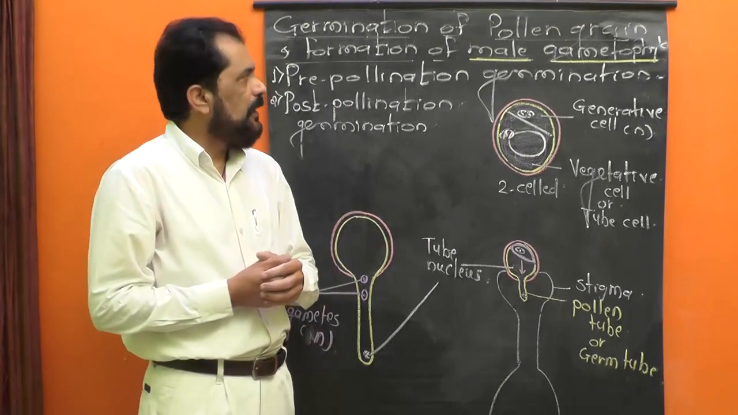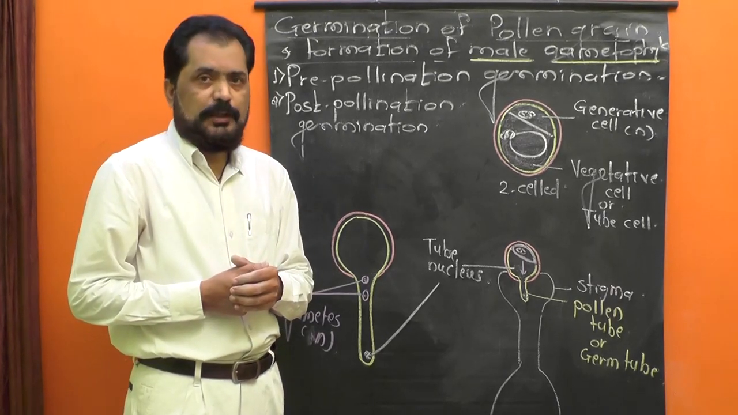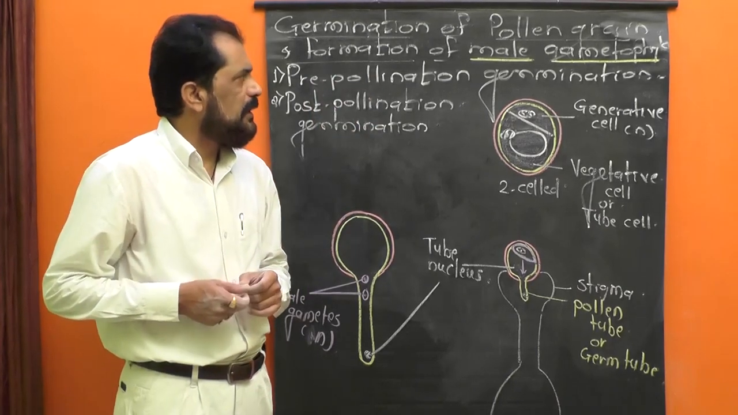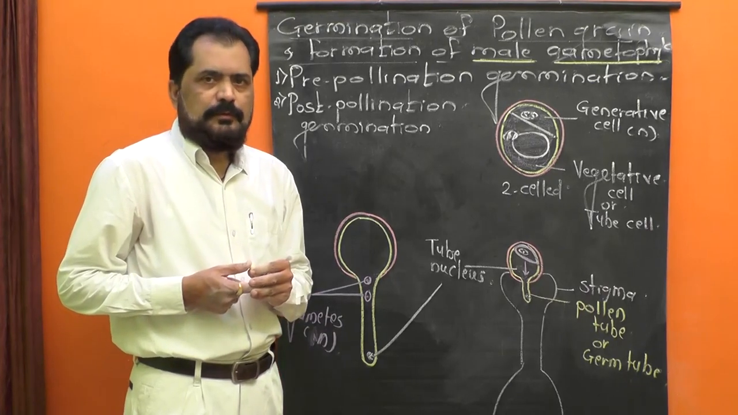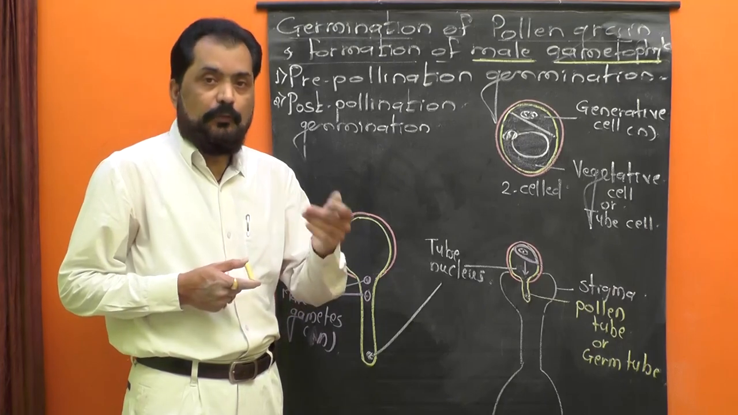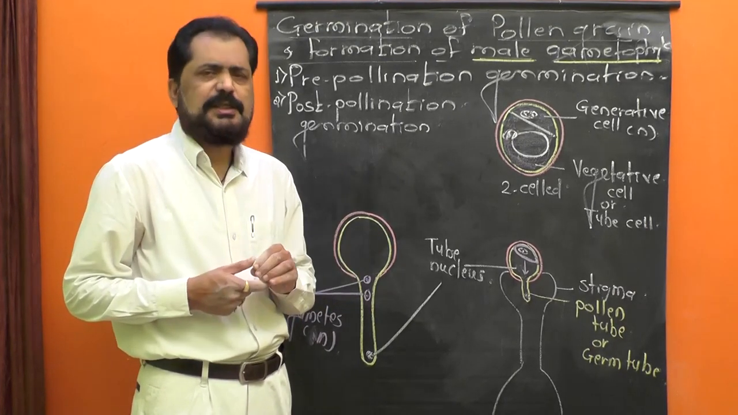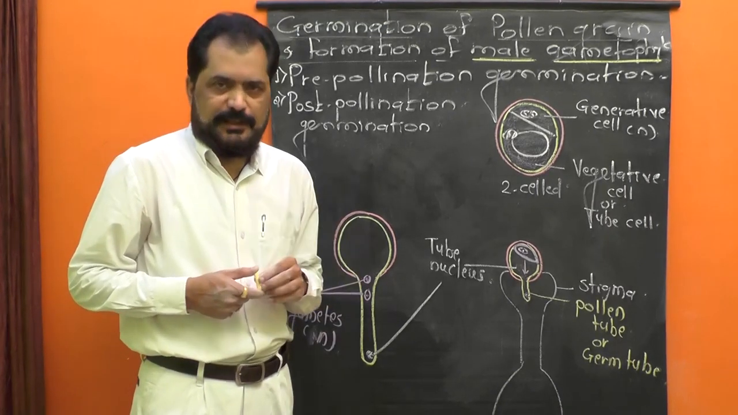So here we have studied the pollen grain, the structure of the pollen grain, and simultaneously the germination of the pollen grain and formation of the male gametophyte. Now we have to study about the carpel, the ovule, anatropous ovule, types of ovule, megasporogenesis, and so on. All those topics we shall study in our next lecture.